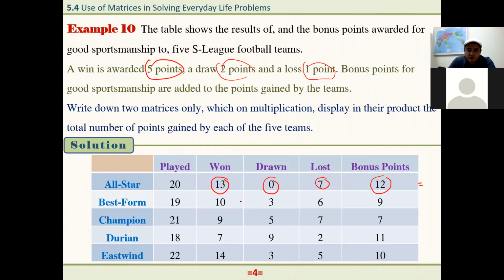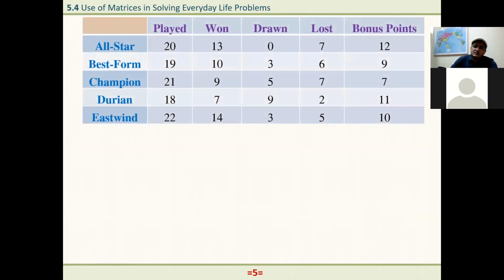That's why if I move to the second team, we should do exactly the same thing. Multiply the first number of wins by 5, draws by 2, and losses by 1, and the bonus point by 1, and add them up. We will get the total score of the second team. So how can I write two matrices so that their multiplication gives us the total score of each team?